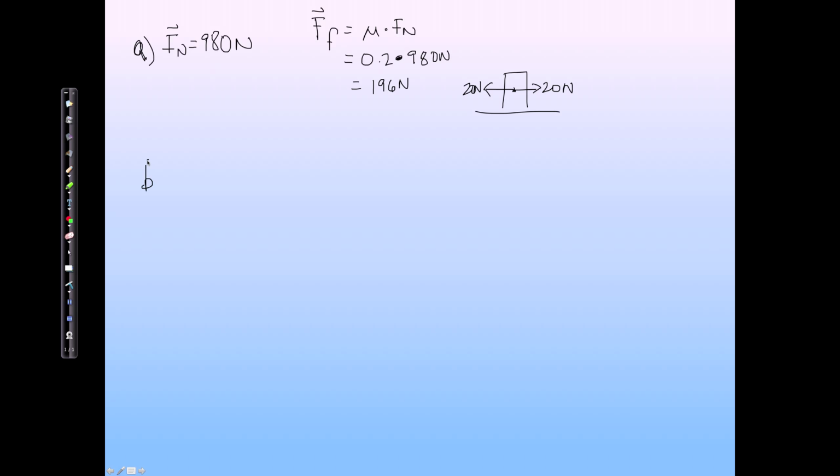In part B of this question, Fn equals 921 newtons. And so on the ramp, the force of friction will equal mu times Fn, which will equal 0.2 times 921 newtons, which will equal 184 newtons, opposite to whatever motion you are trying to put to that object.